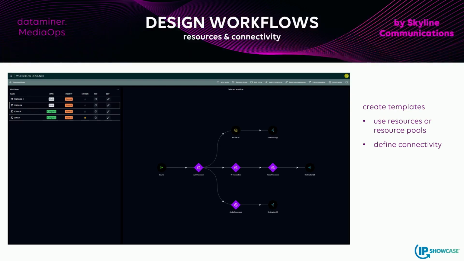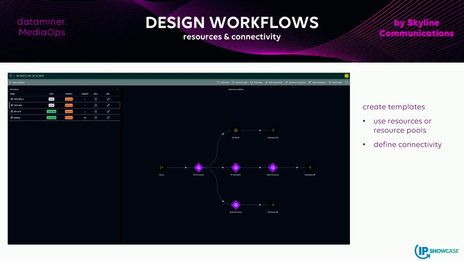I need an encoder that supports certain things. It has a certain capacity. It has a certain capability. And then a system like DataMiner needs to select, right before the event starts, an encoder that is available and fulfills the requirements. And then workflows is also about connectivity. When you have resources with inputs and outputs, you need to know how to automatically connect those together.